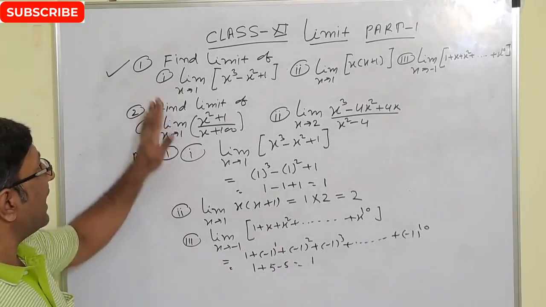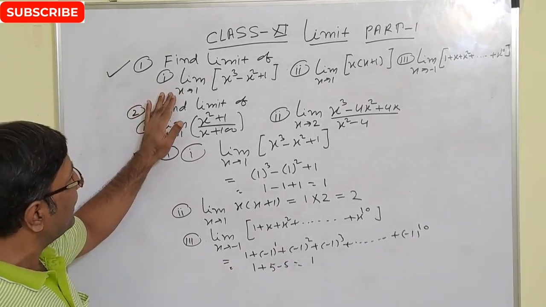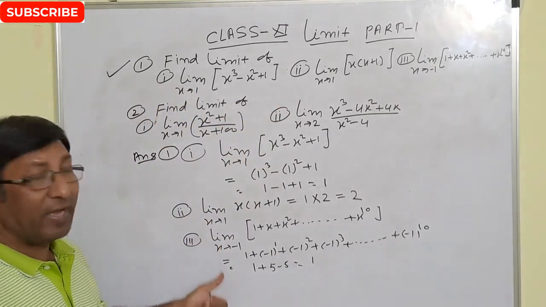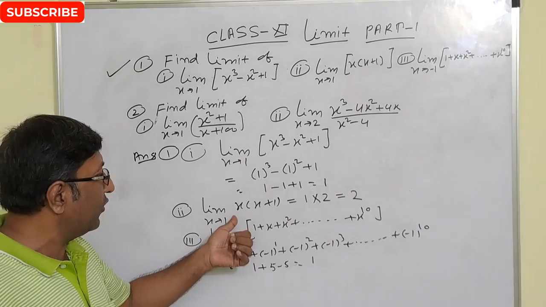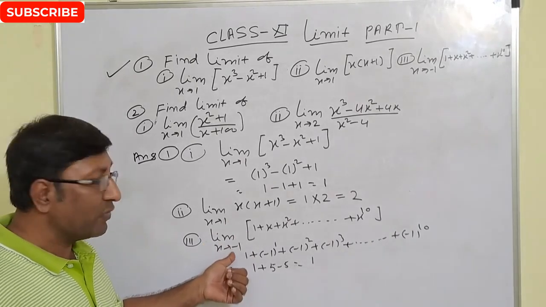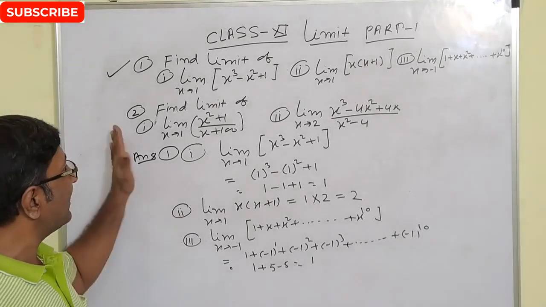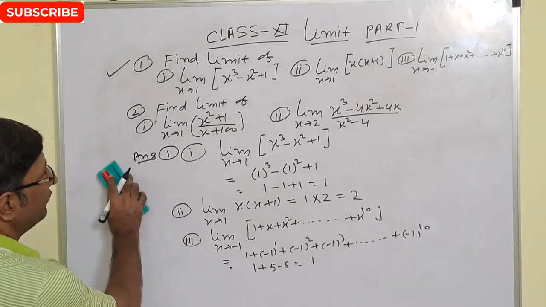So in the type number 1 question, we see that in every question, we are just putting the value of x tends to 1. So put x equal to 1. Here x tends to minus 1. So just put x equal to minus 1. Now see the type number 2 question.